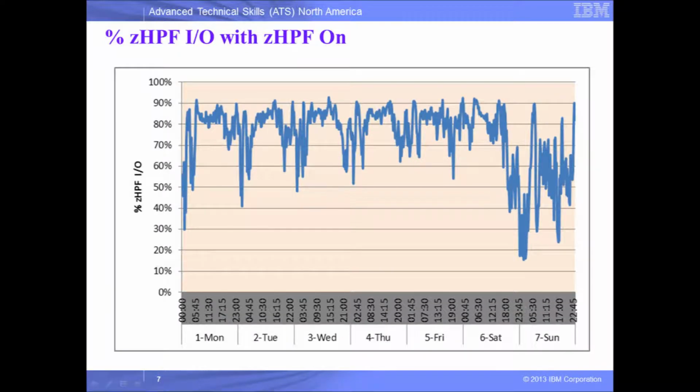With zHPF on, this chart shows the percent of I/Os that are handled as zHPF I/O. Again, the x-axis shows the day and time, and the y-axis shows the percentage of zHPF I/Os. 70 to 90% of the I/Os are zHPF executed I/Os.